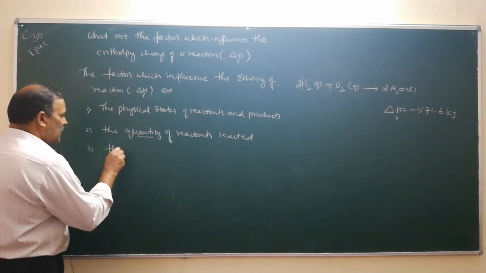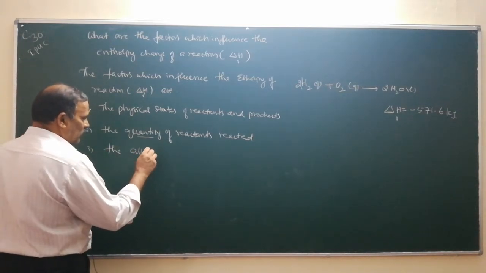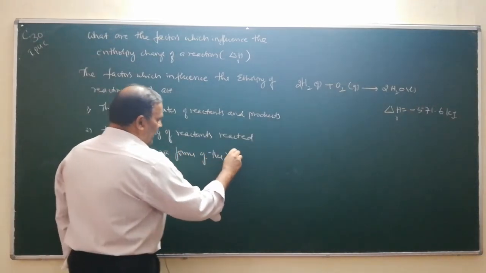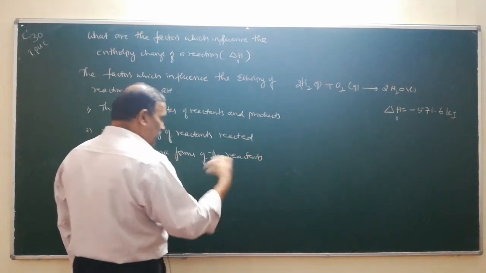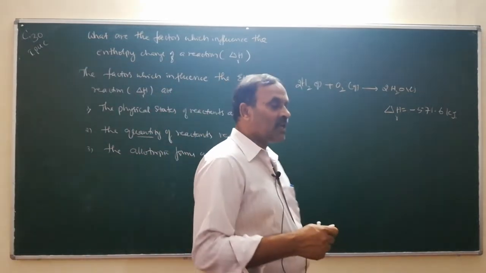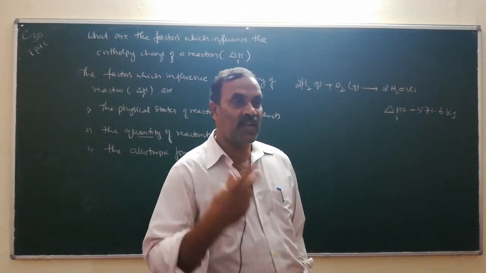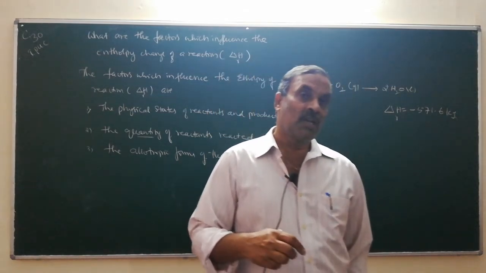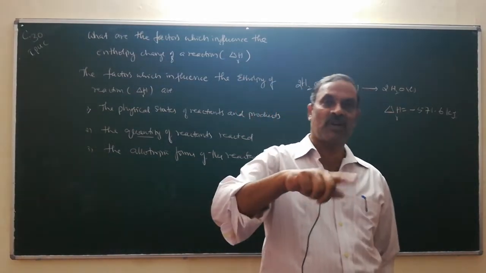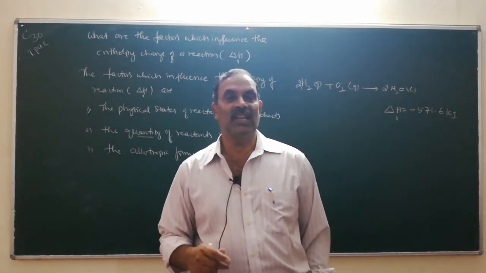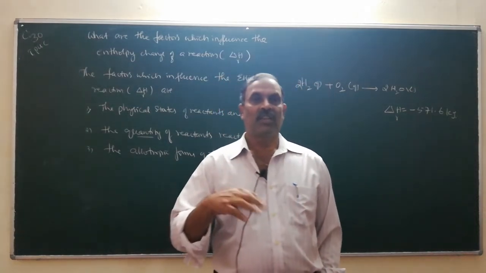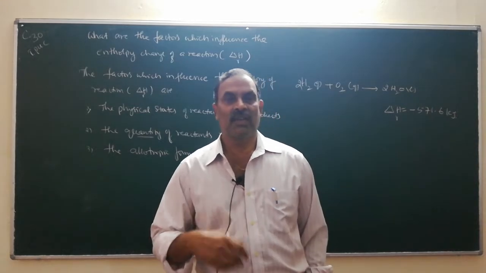Number three, the allotropic forms of the reactants. If the reactants exist in different allotropic forms, for example, the allotropic forms of phosphorus are white phosphorus and red phosphorus, the amount of heat liberated during the reaction depends upon whether it is white phosphorus or red phosphorus. That is the meaning of allotropic forms. Sulfur also can exist in a number of allotropic forms: sulfur rhombic, sulfur monoclinic, sulfur powder, etc.